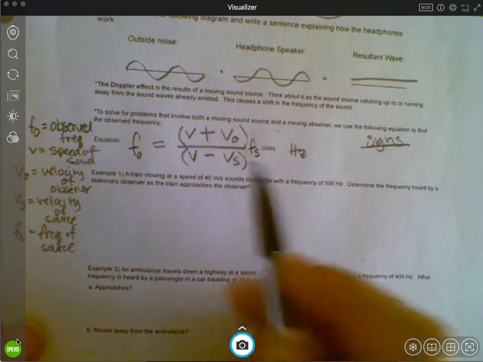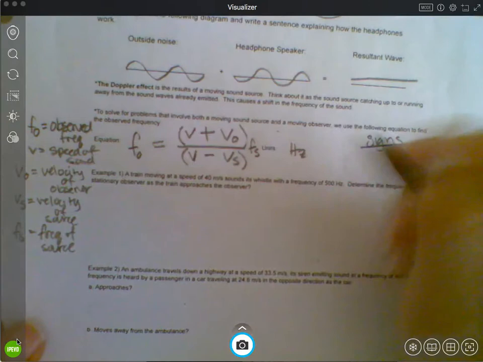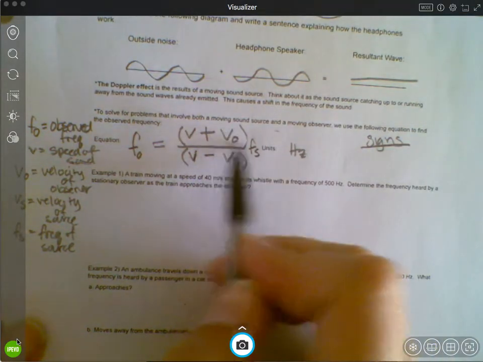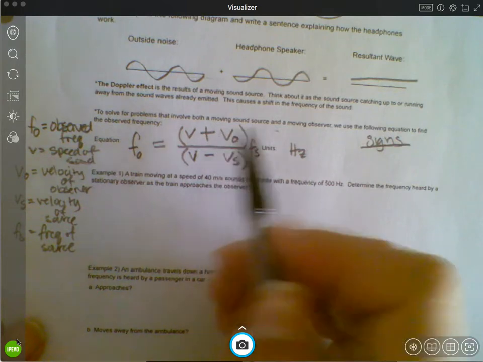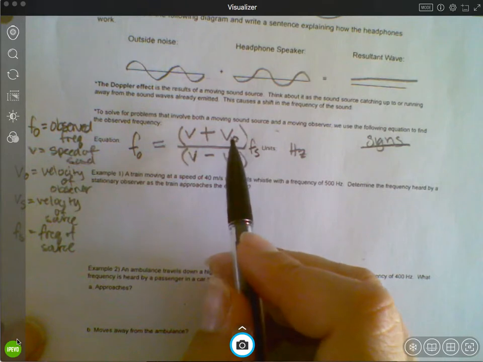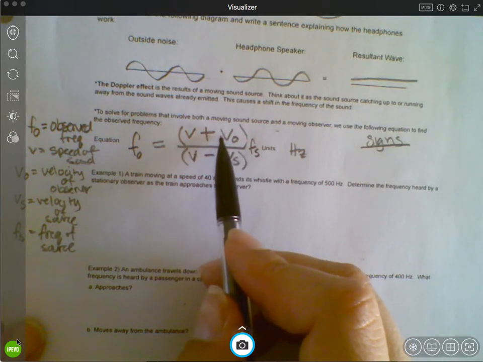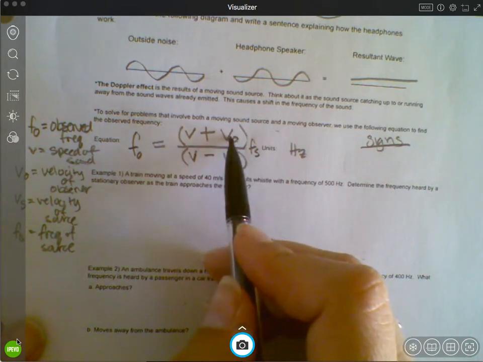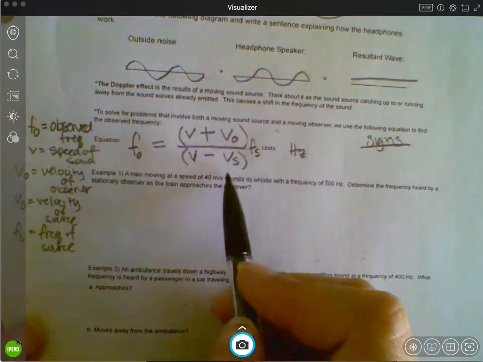Now, if the observer is moving toward the sound, you would make this a positive velocity, which would leave this positive, okay? If the observer, the person who's listening, is moving away from the sound, you would make this negative in front of here. So you'd make this velocity negative, which would turn this sign into a negative sign. Okay? Same rules for the source.